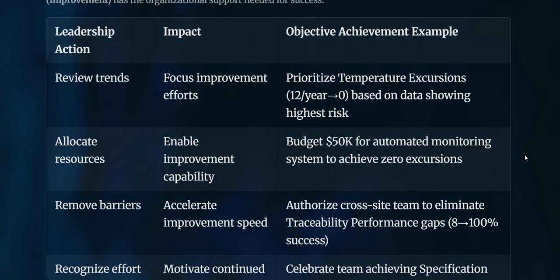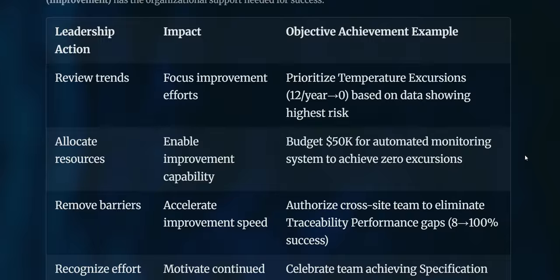Second, leadership action is to allocate the resources. The impact of such, it will enable improvement capability. The objective achievement with such resource allocation includes a budget of 50,000 USD for automated monitoring system to achieve zero excursion.